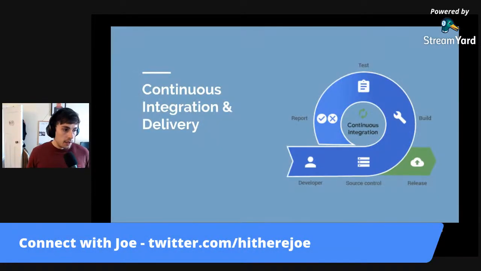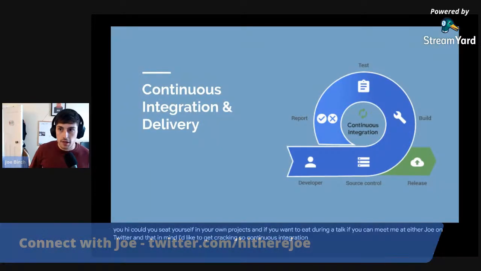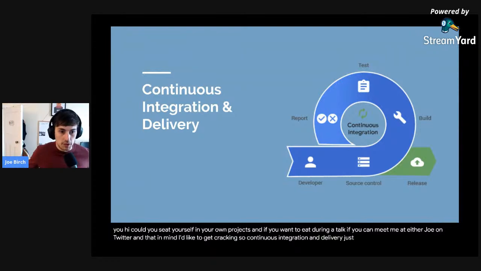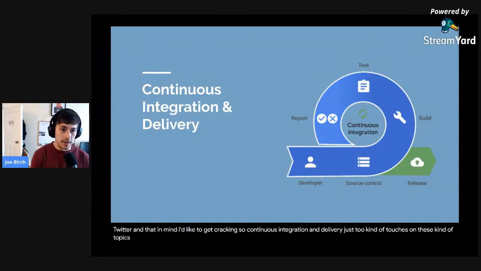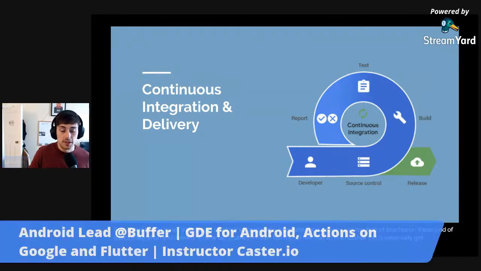So, continuous integration and delivery. This talk touches on these kinds of topics. Continuous integration and delivery is quite a big topic in itself, but it's quite a large concept. So in a nutshell, this is essentially allowing us to continuously deliver value to our users, reducing any kind of friction involved when it comes to building, testing, and deploying code.